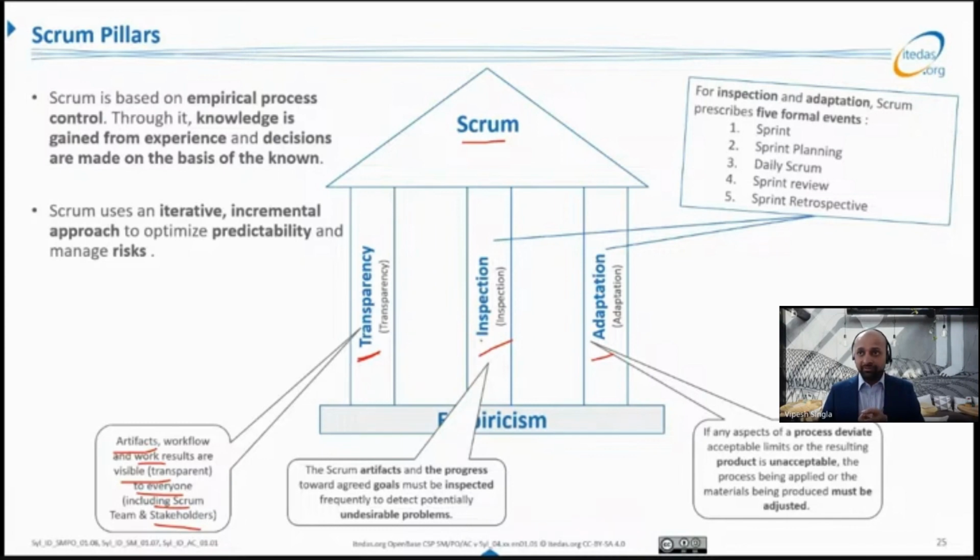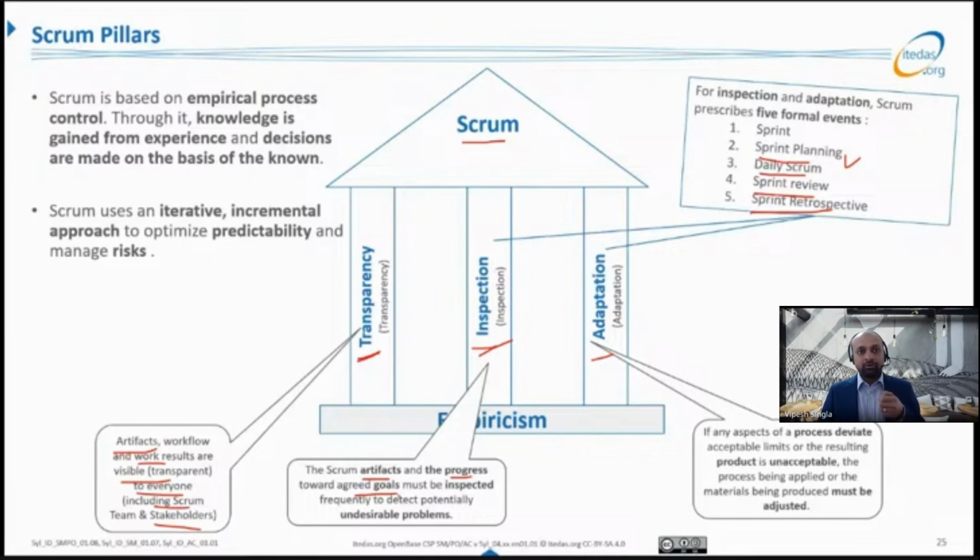Then how is inspection achieved in Scrum? For inspection, we have four formal events, which are sprint planning, daily Scrum, sprint review, and sprint retrospective. In all these four events, there is an opportunity for the entire Scrum team to inspect any of the artifacts and the progress we are making towards the goals. So goals are basically how we are progressing towards the sprint goal, or how we are progressing towards the product goal.